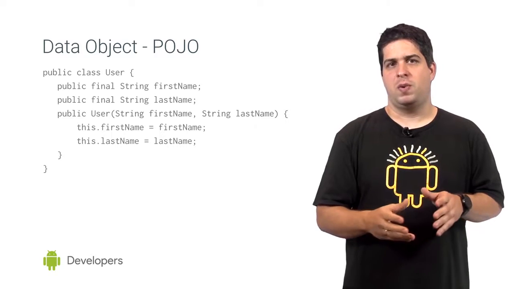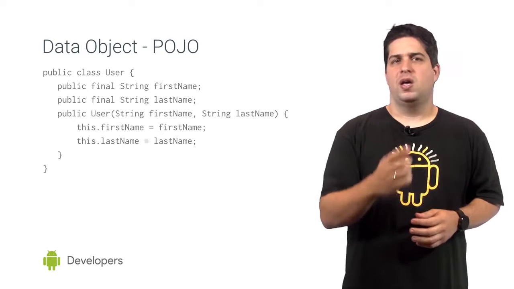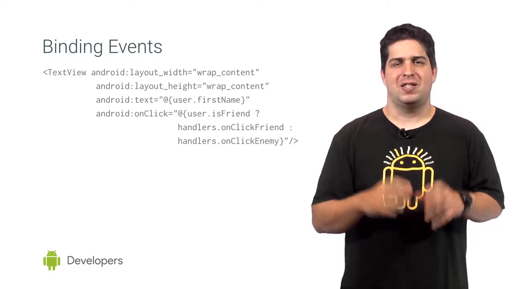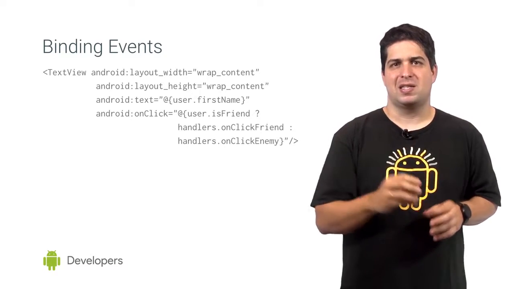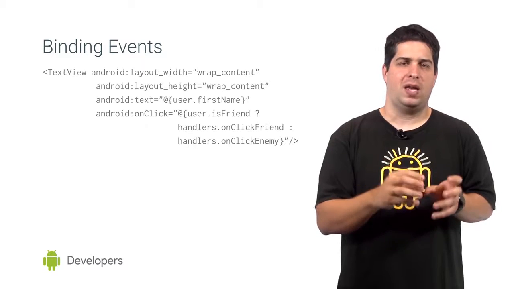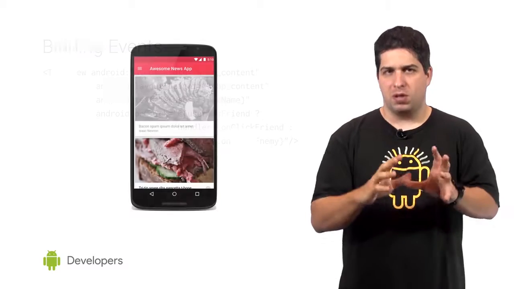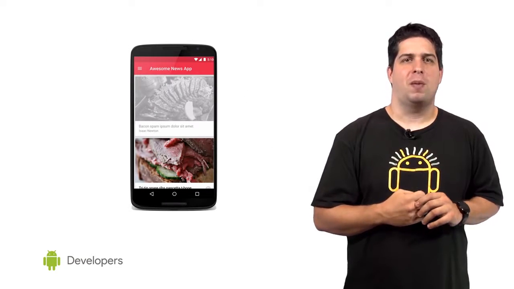This data object could be a plain old Java object, a POJO for that user, or it's also possible to use a Java bean object. Much easier, huh? And to bind events, it's straightforward as well. Bind events to the handler methods directly, similar to what you do using android:onClick when assigning to a method in the activity. But now, let's move on to a more complex UI, like this fictional news app.